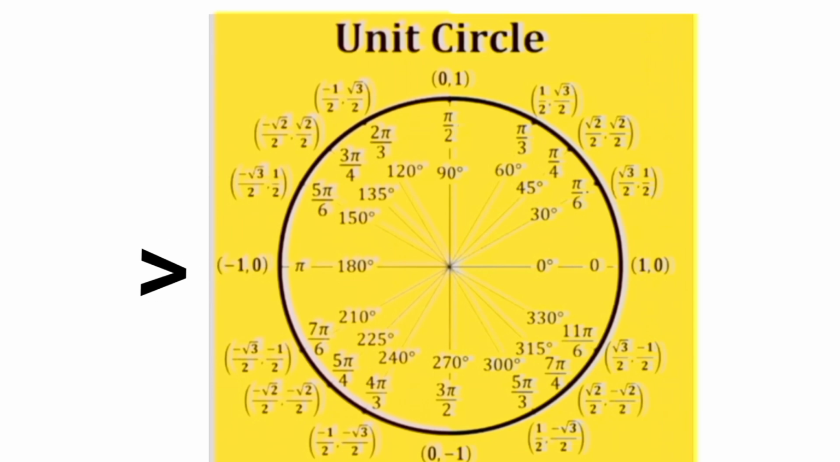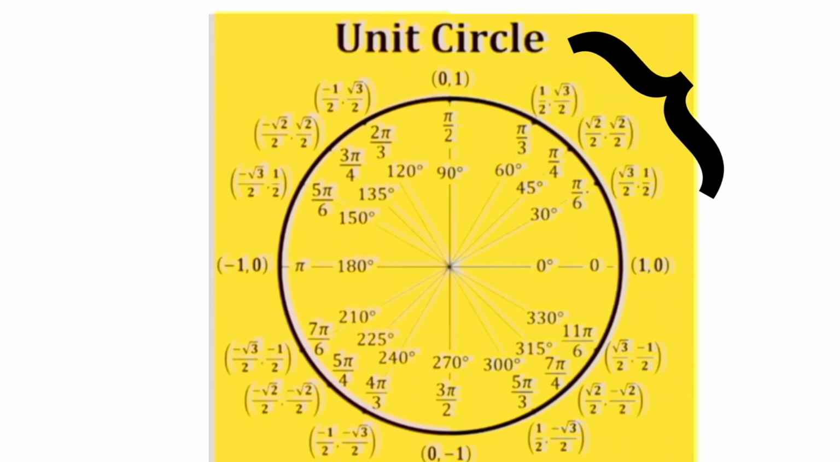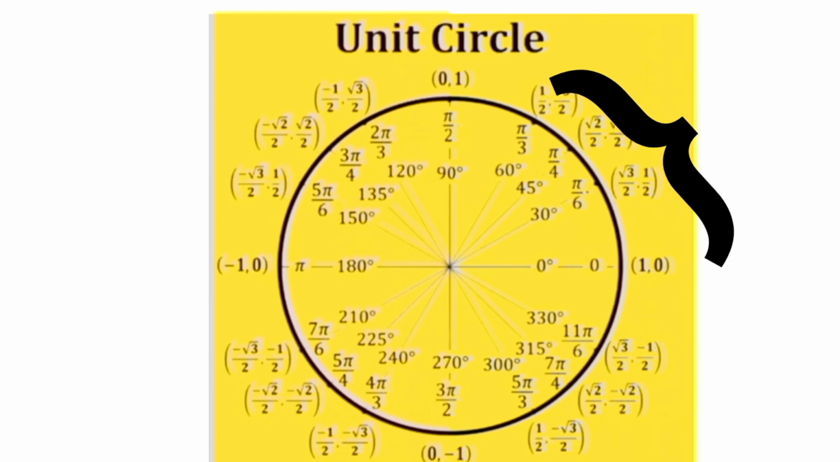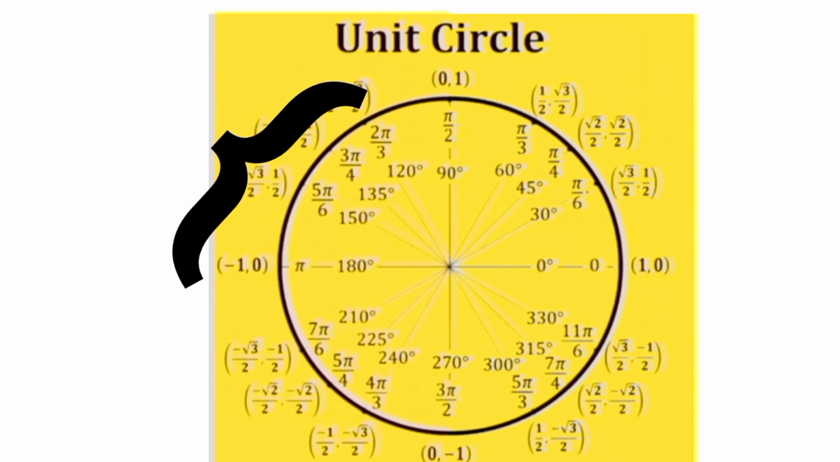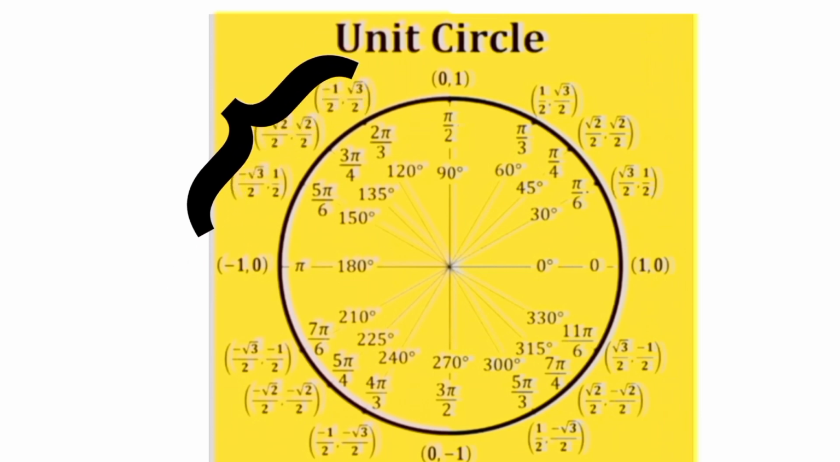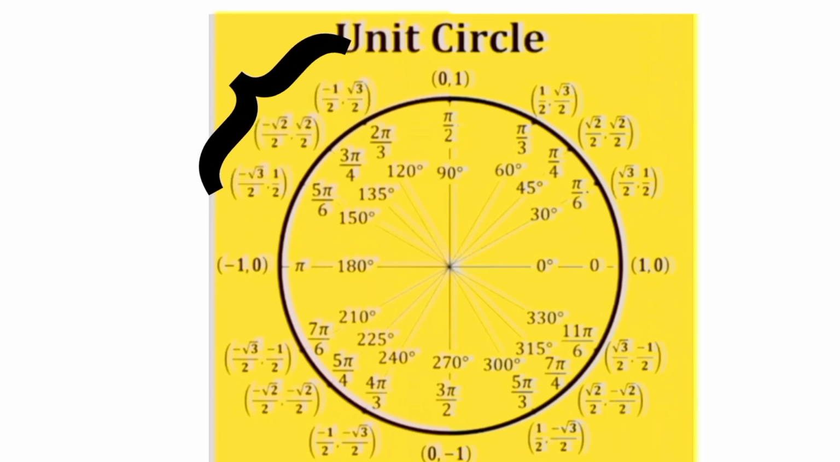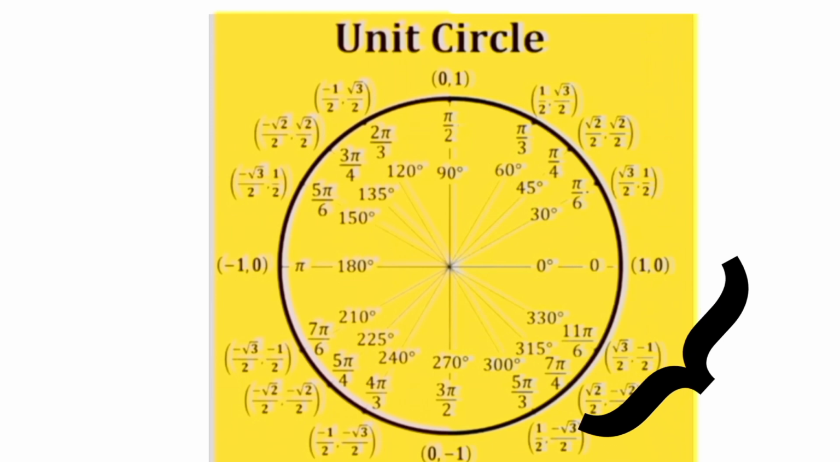Opposite to the first quadrant is the third quadrant. In the first quadrant all coordinates are positive, so in the third quadrant all coordinates are negative. And opposite to the second quadrant is the fourth quadrant. In the second quadrant x is negative and y is positive, so, being opposite, in the fourth quadrant x is positive and y is negative.